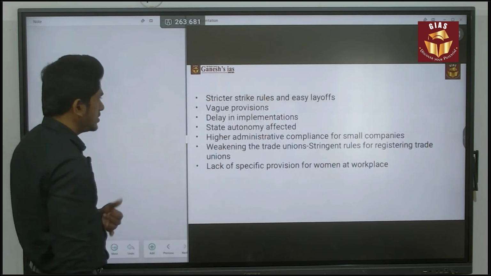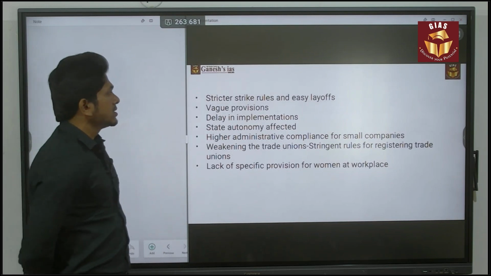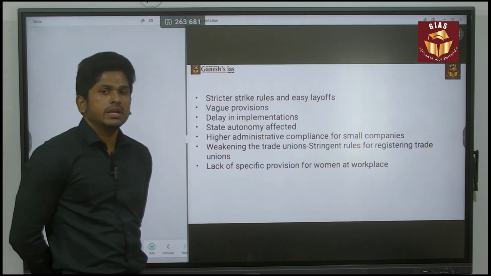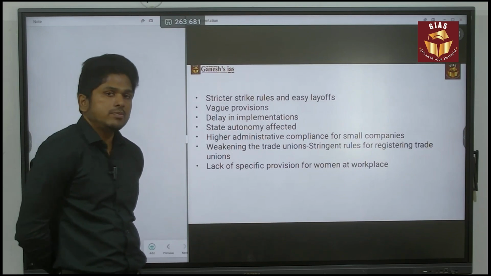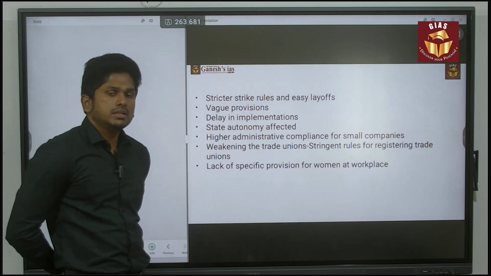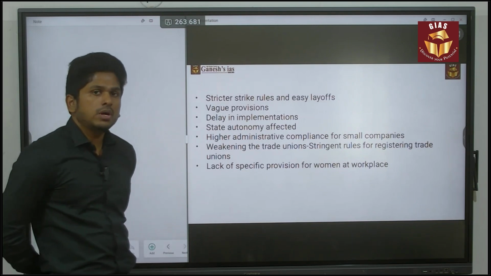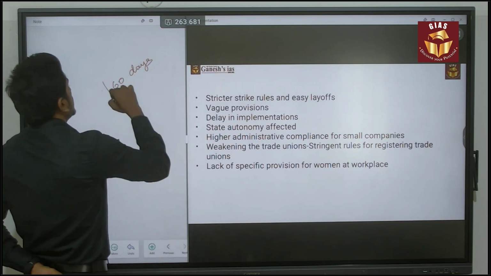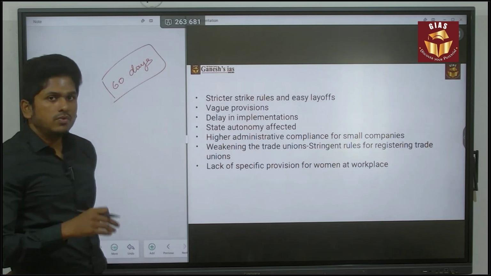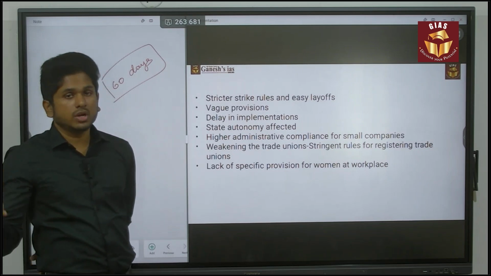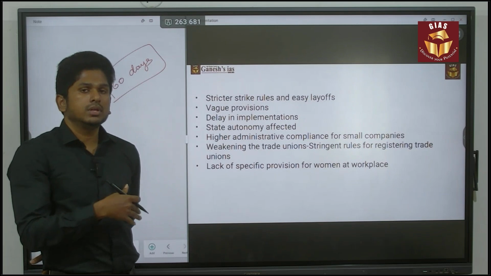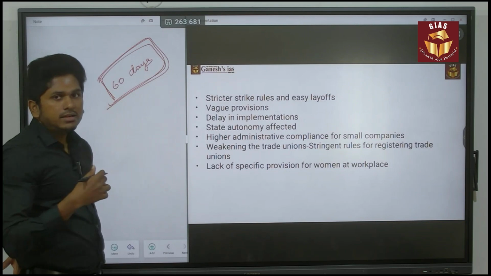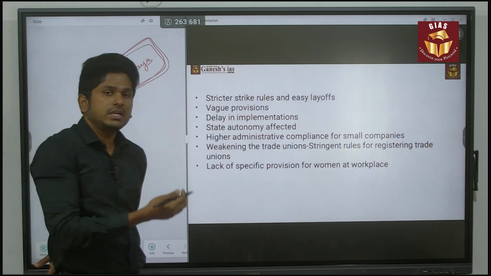The first major demerit here is the strict strike rules. Okay, so if you are going for a strike, consider that you are an employee or working as a labourer in any company, and the trade union decided to go for a strike. Before, if you wanted to go for a strike, you had to give a notice 60 days prior, which means if you want to go for a strike in February, you have to inform it in December itself. Okay, so 60 days notice, which is clearly affecting the rights of the laborers.